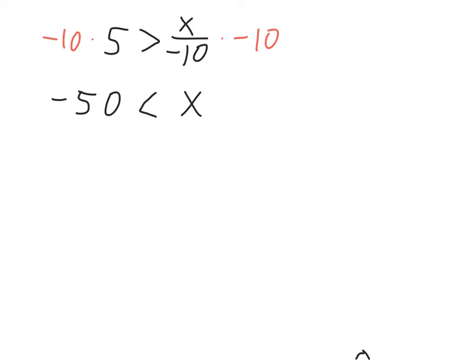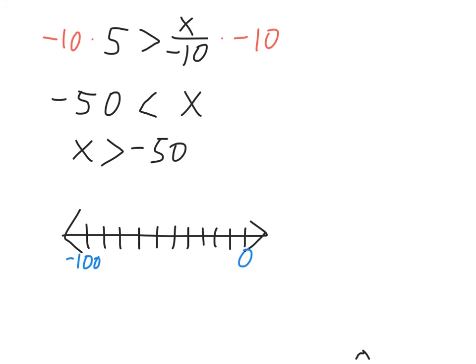But, just to let you know once again, x is on the right side. Before we graph it, x needs to be on the left. So, again, switch everything. So x is greater than negative 50. So we switched it twice in this problem. Once because we multiplied both sides by a negative number, and once again to move x to the other side.